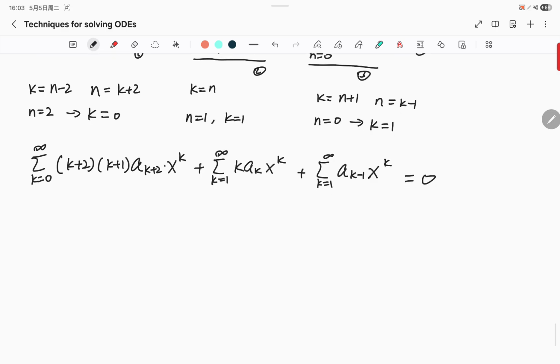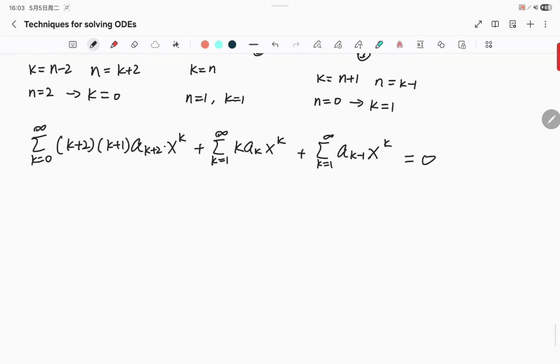Okay, seems good. Now, we have just satisfied the first condition. We made all the powers the same, which is x^k. However, we still have different starting indices, right? Here starts at 0, the other two start at 1.